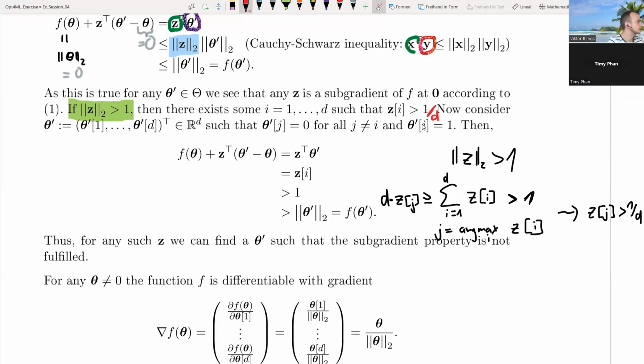And now what we simply do is we look at a theta prime. This is a d-dimensional vector such that all entries are 0 when the entry is not the I, corresponding to the entry.